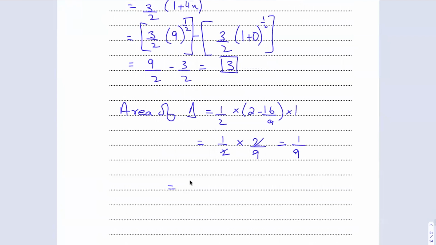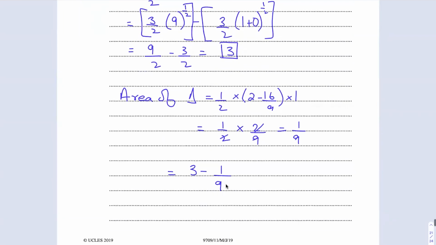Subtracting the area of the triangle from the area under the curve, 3 minus 1 upon 9 is equal to 27 minus 1 upon 9, which becomes 26 upon 9.